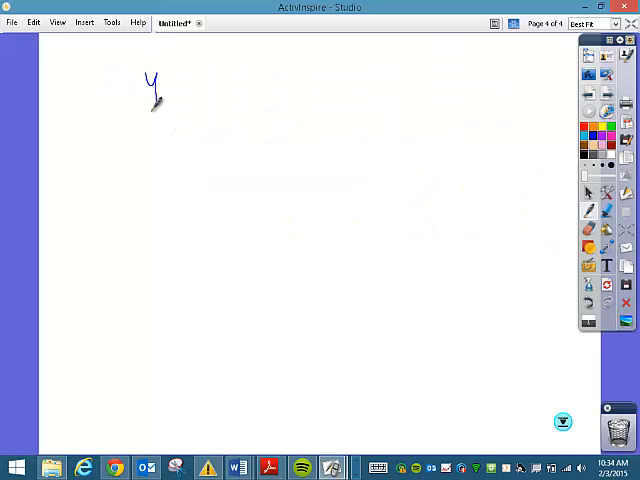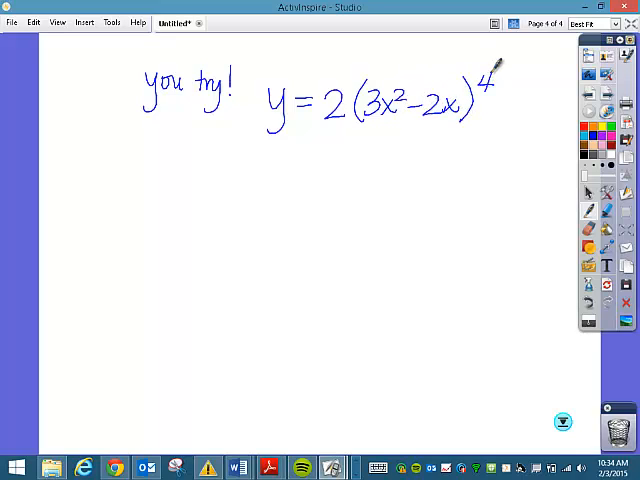You try this one, pause your video, copy this down. Find the derivative of y equals 2 times 3x squared minus 2x to the 4th power.